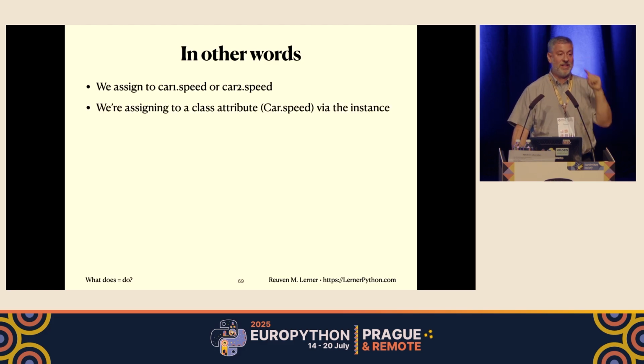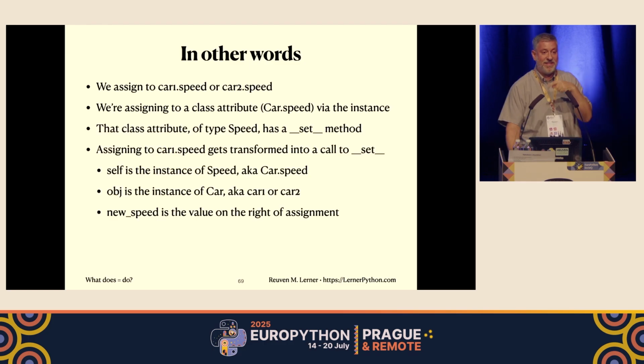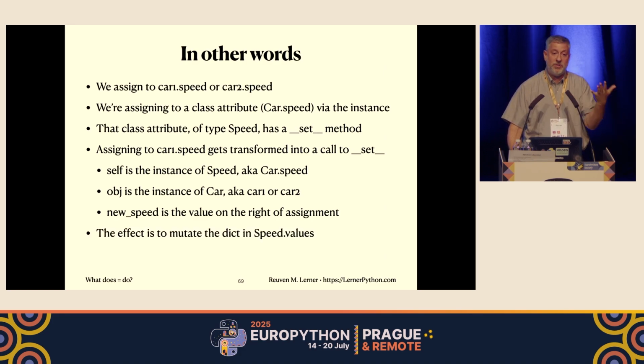We're assigning to a class attribute via the instance. And the class attribute has a dunder set. And self is the instance of speed. Object is the instance of car. New speed is right on assignment. And the effect is to mutate, there's that word again, the dict in speed.values. It actually works.